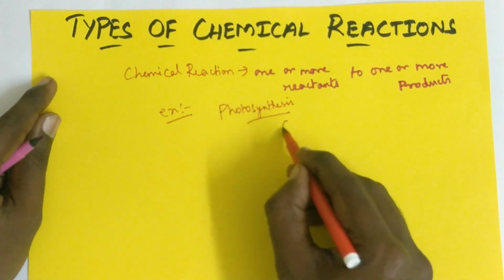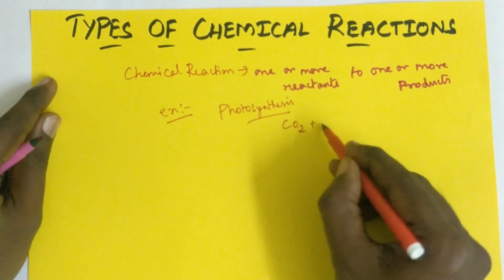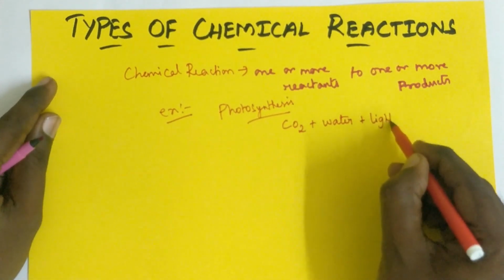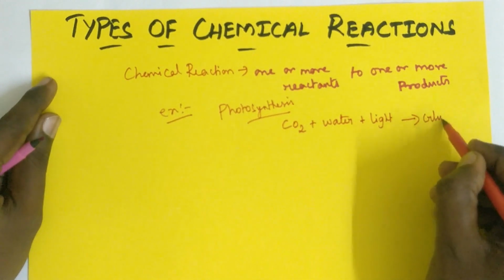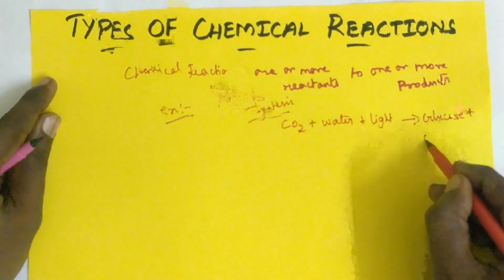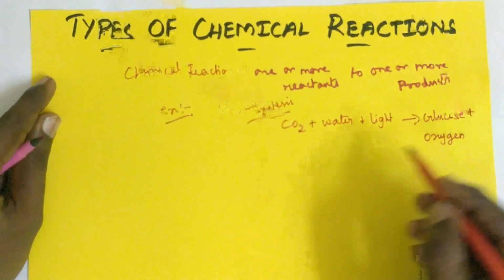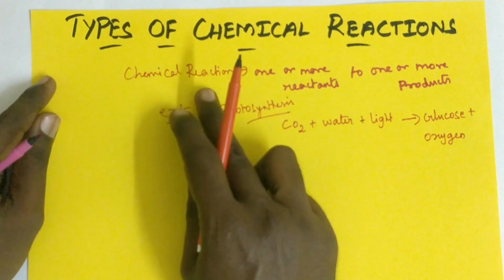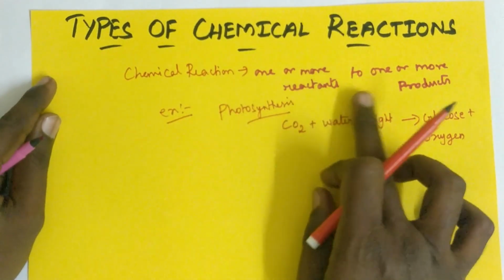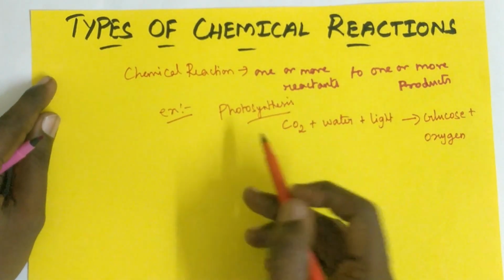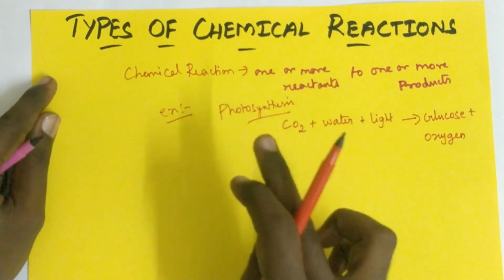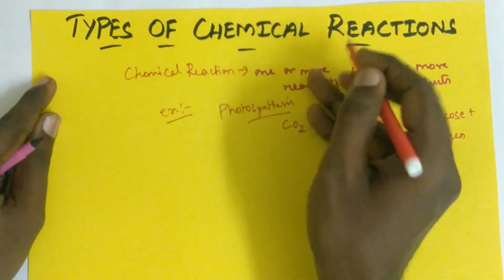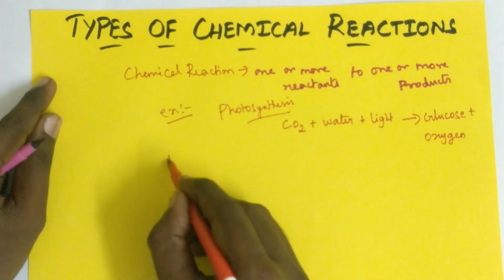In photosynthesis, carbon dioxide plus water vapor present in the air, in the presence of light, form glucose along with oxygen. So in this case, three reactants combine to form two products. That's why in a chemical reaction, one or more reactants are converted to one or more products. So an example is photosynthesis. Even rusting of iron is also an example of a chemical reaction. In this chapter, we are going based on this.